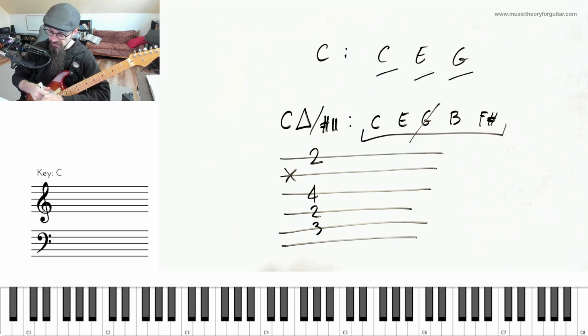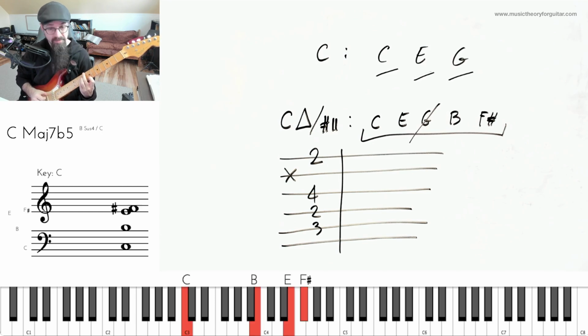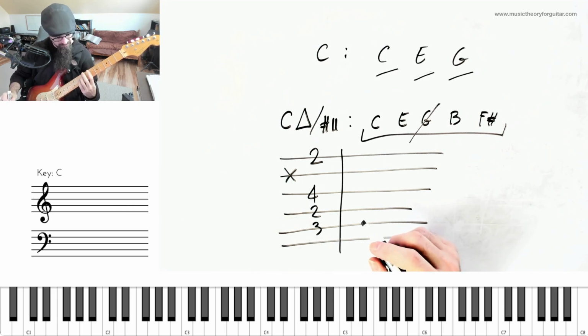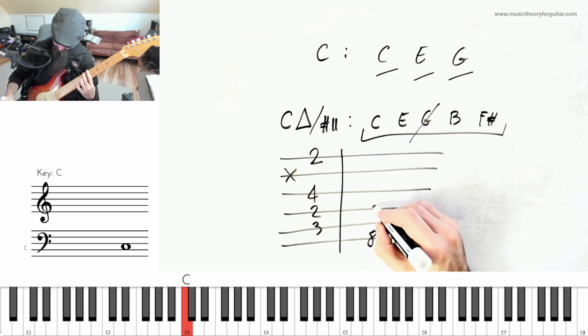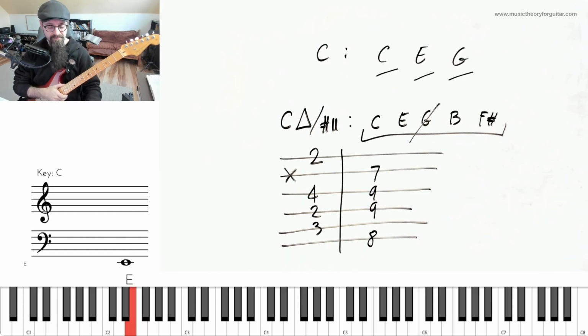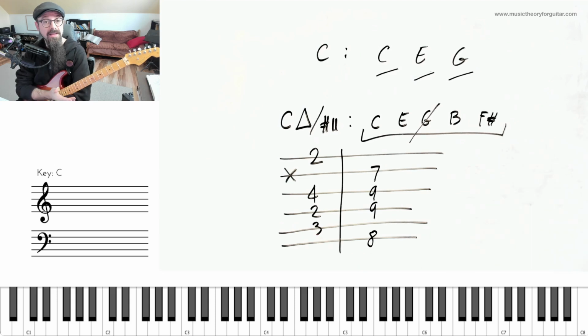Okay, that's one possibility for this chord, but there are so many. For instance, another possibility is this: a C, a B, E, and an F sharp. And I'm playing here 8, 9, 9, 7. Okay? So, as long as you know what notes you have to play and where to find those notes, it's just a matter of sitting down and trying to find the shapes on the guitar.